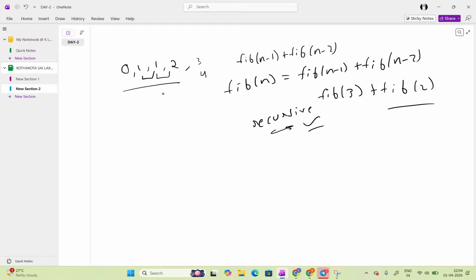What I wrote here is the same logic implemented in the code. So don't worry, try to practice and try to trace it. You'll get good clarity.